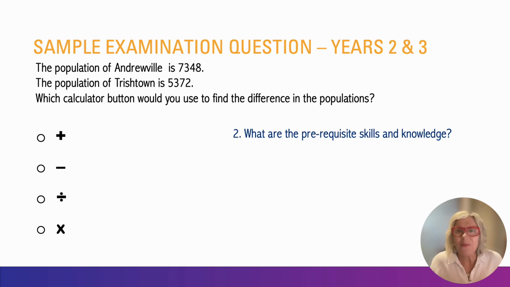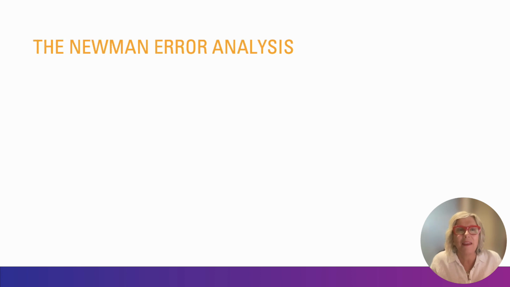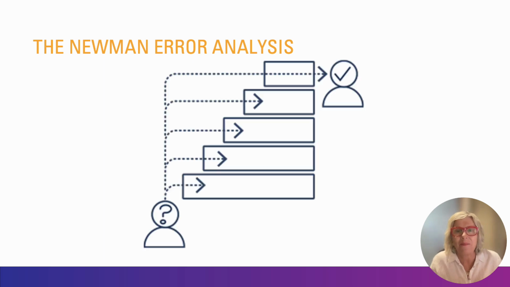Focus question 2. What are the prerequisite skills and knowledge? Well, students need to have a deep understanding of whole number and subtraction, as well as mathematical symbols. Now, if you have not heard of Newman's error analysis, then here is a quick summary. The analysis breaks down the 5 steps involved in solving a mathematical word problem.